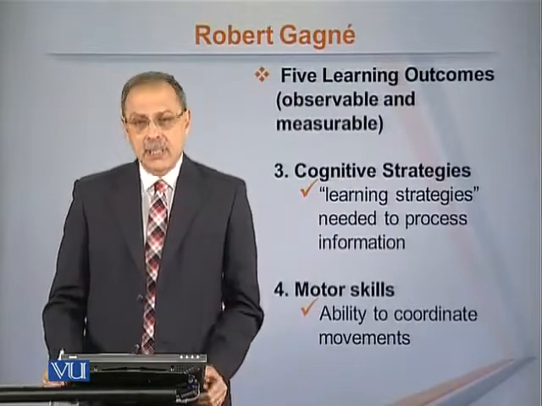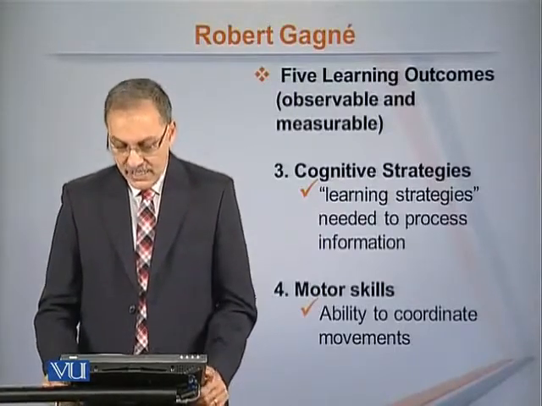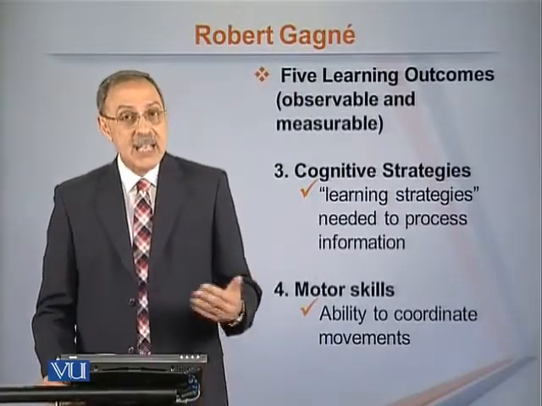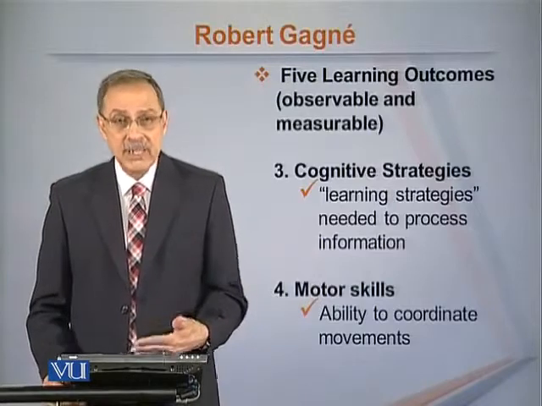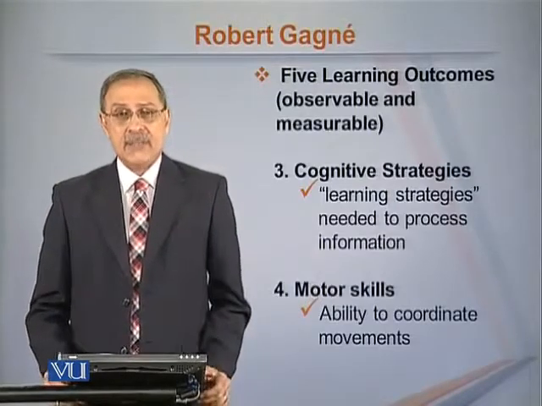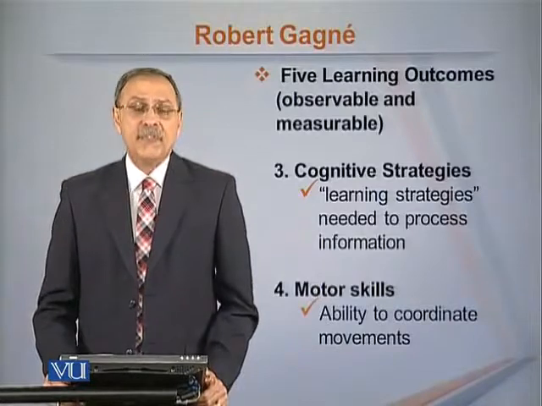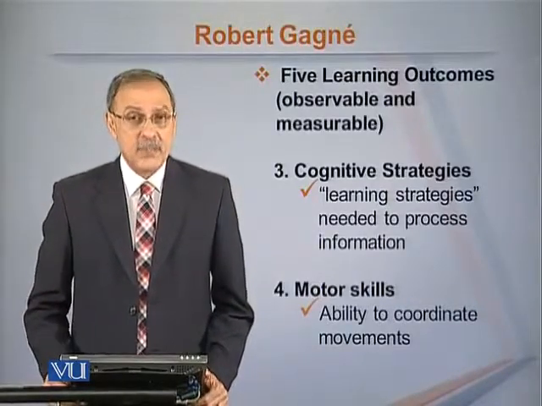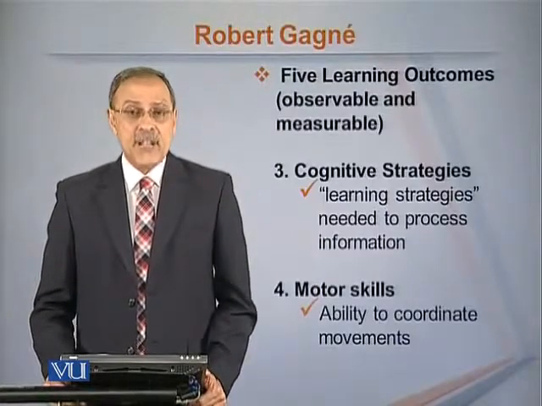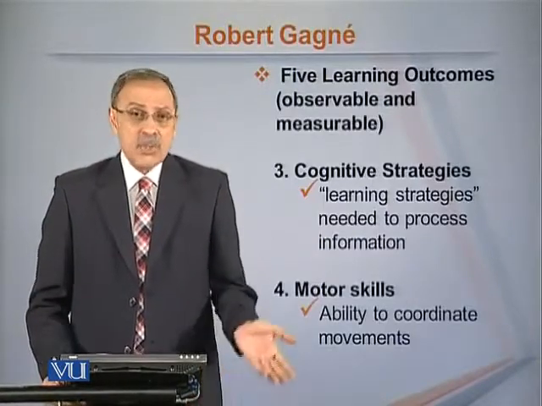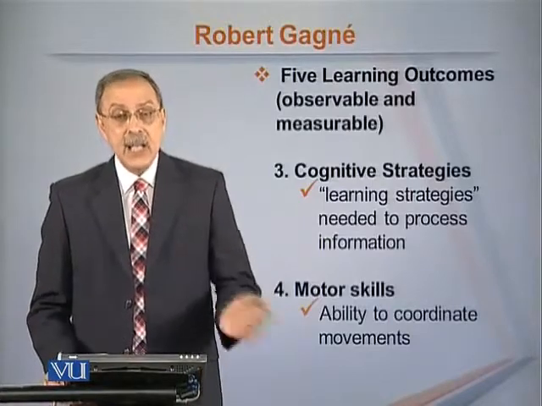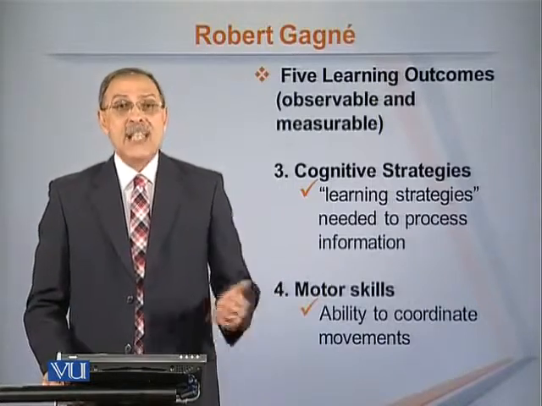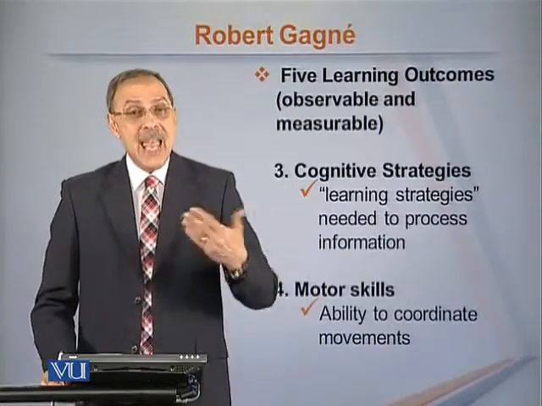The fourth learning outcome, according to Gagne, is motor skills, ability to coordinate movements. And today, with the virtual world and with all the gadgetry that is available, you can see how fast and quick our students are with the small keyboard on the smartphone. It would put a lot of us to shame. But that's the motor skills they have. They need it. They have to have it. They use it. They don't even need to practice it. They just automatically use it and do it.